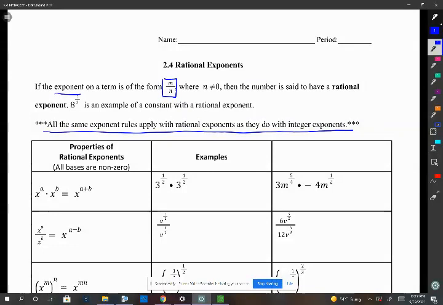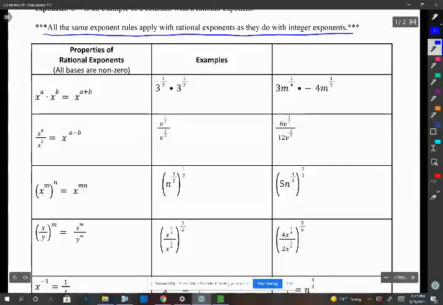So notice as we're looking, our first rule again is if the bases are the same, then we add our exponents. Nothing is different when I have fraction exponents. My base is still 3 for both of them, so my base stays 3, and then I add my exponents. So 1/2 plus 1/2 is equal to a whole, which if it's a power of 1, we don't really need to write it. We can just write it as 3.